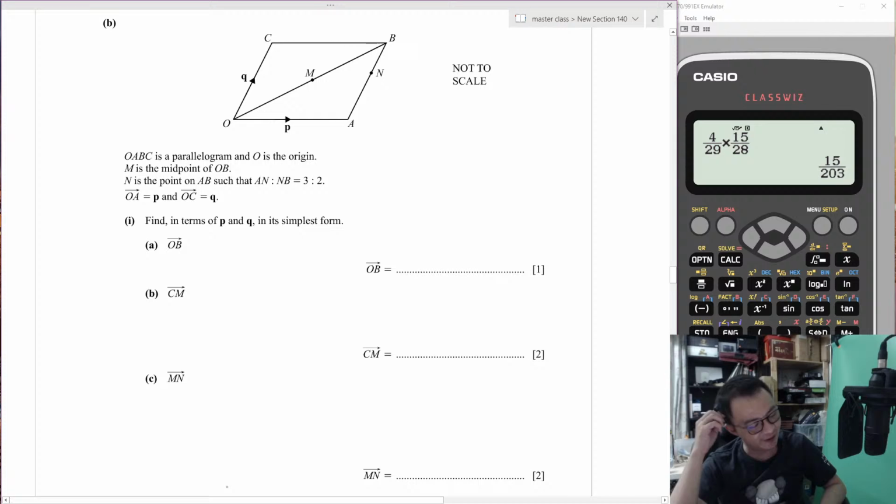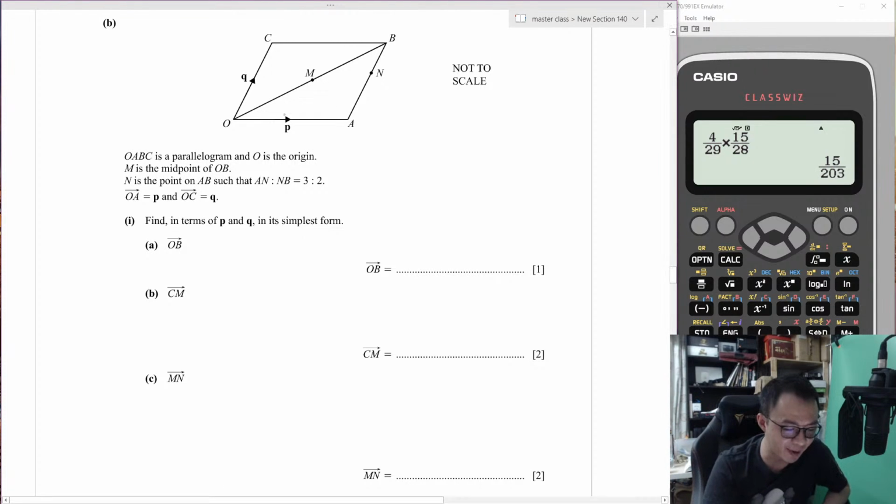Okay, another vector question here. Alright, so M is the midpoint of OB. N is the point on AB, so AN to NB is ratio 3 to 2. And then we have OA is P, OC is Q, right? So we want to find OB, which is OA plus AB. So it's P plus Q, very easy.